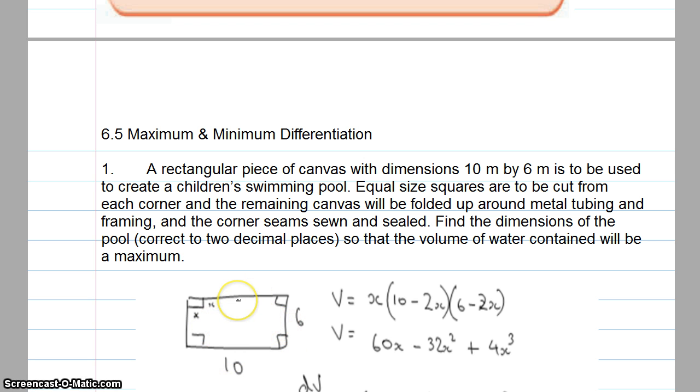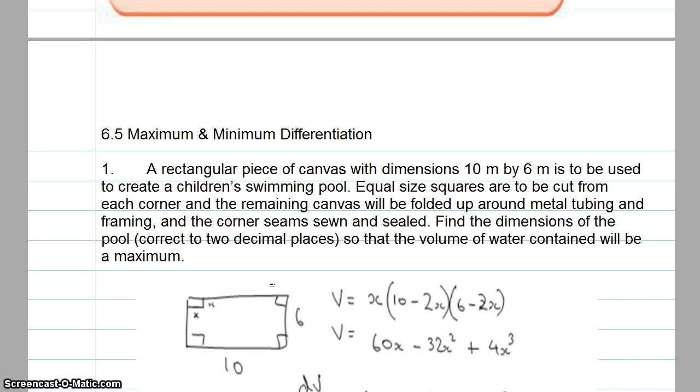If we make the x value really big, so the corners are really large, we'll end up cutting something like this, and so we'll have a long, skinny pool, something like that. If you make the x values really small, you'll get a fairly shallow pool, but fairly wide as well. It will affect the overall maximum of it.